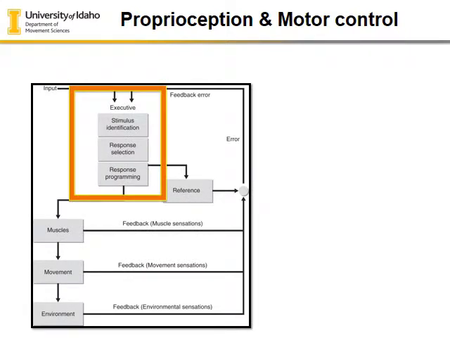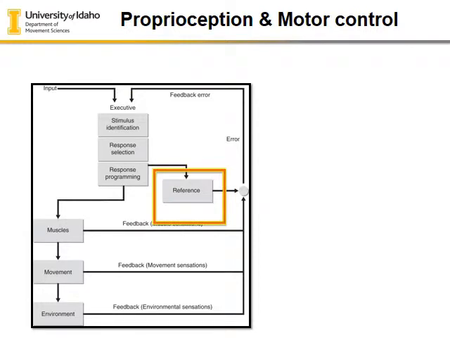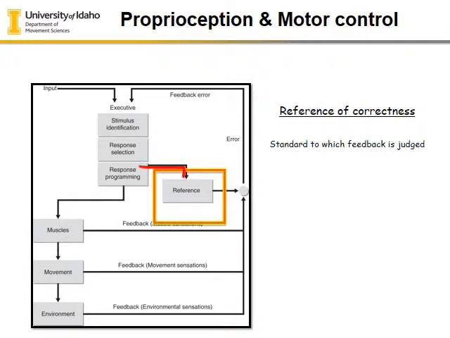So how does this all play, and how does proprioception play into this idea of a closed loop feedback, right? What I have highlighted here is the executive level of the information processing. So you have the stimulus identification, response selection, and programming, and that's what we covered in previous lectures in the first module. And then you have this reference of correctness, and this is what we talked about previously, your reference manager. This is that idea of you have this blueprint coming out of your response programming, and it creates that blueprint here in the reference of correctness, the desired outcome of your motion.